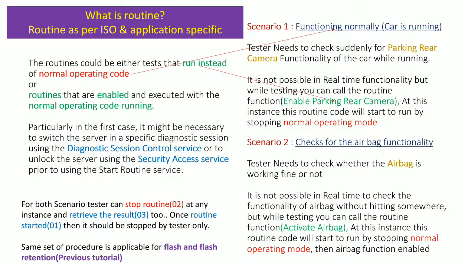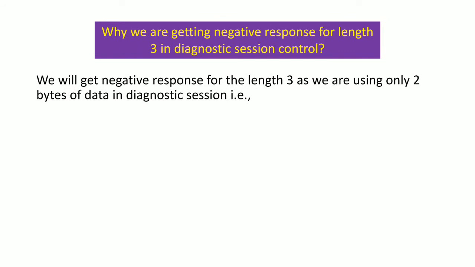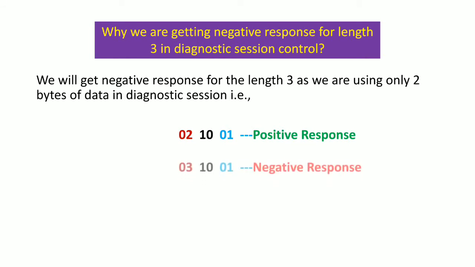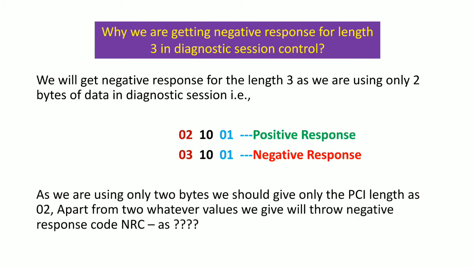The next question is a simple one, which I also got: why does the PCI length of 3 show an error? I think I showed why in the third or fourth tutorial video. If you give 02 10 01, it will give a positive response. 03 10 01 will give a negative response. Why? Because the number of bytes used here for the length is only 2, so only two values are possible for the PCI length. If you give 3, then you will get the NRC.